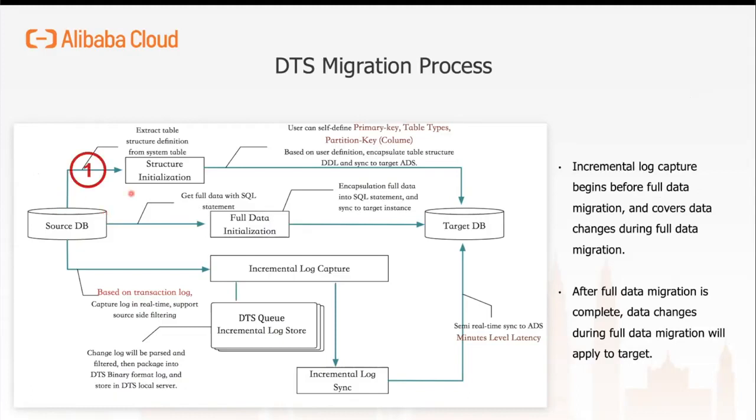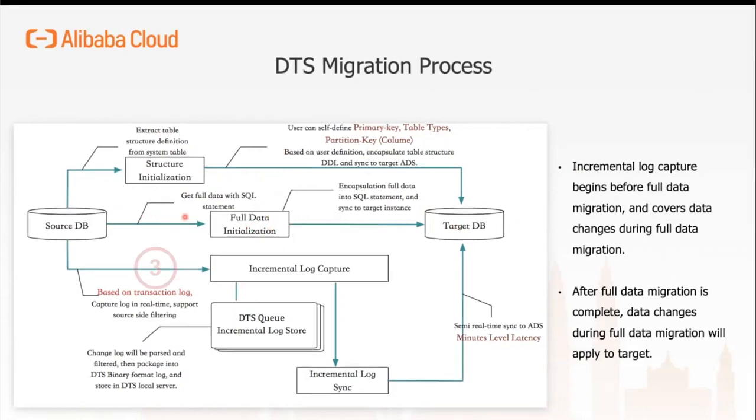Step one, DTS will extract the table structure definition from the system table on the source side and initialize those structures on the target database. The user can also define the primary key, the table types, or the partition key during the configuration. Once the structure has been created on the target database, next, DTS will get the full data using SQL statement commands to do a full data initialization.